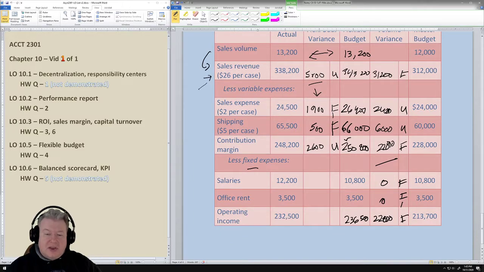Now, theoretically, these should be the same, but the actual results were that salaries were more. And therefore, we would say this is unfavorable. This ended up being the same. That's favorable. And when we calculate it all out, that's another 4,000 difference between these two. And because the operating income is less than the budget, we would say that's unfavorable.